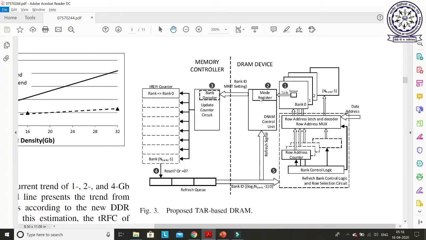So for each bank, the temperature values will be stored in mode register, not just the hottest bank. For every bank, it will store here, and this temperature range as well as the corresponding bank ID will be supplied to this memory controller, and this update counter circuit will ultimately write or change the refresh counter according to the temperature range. So how will they change the refresh counter?